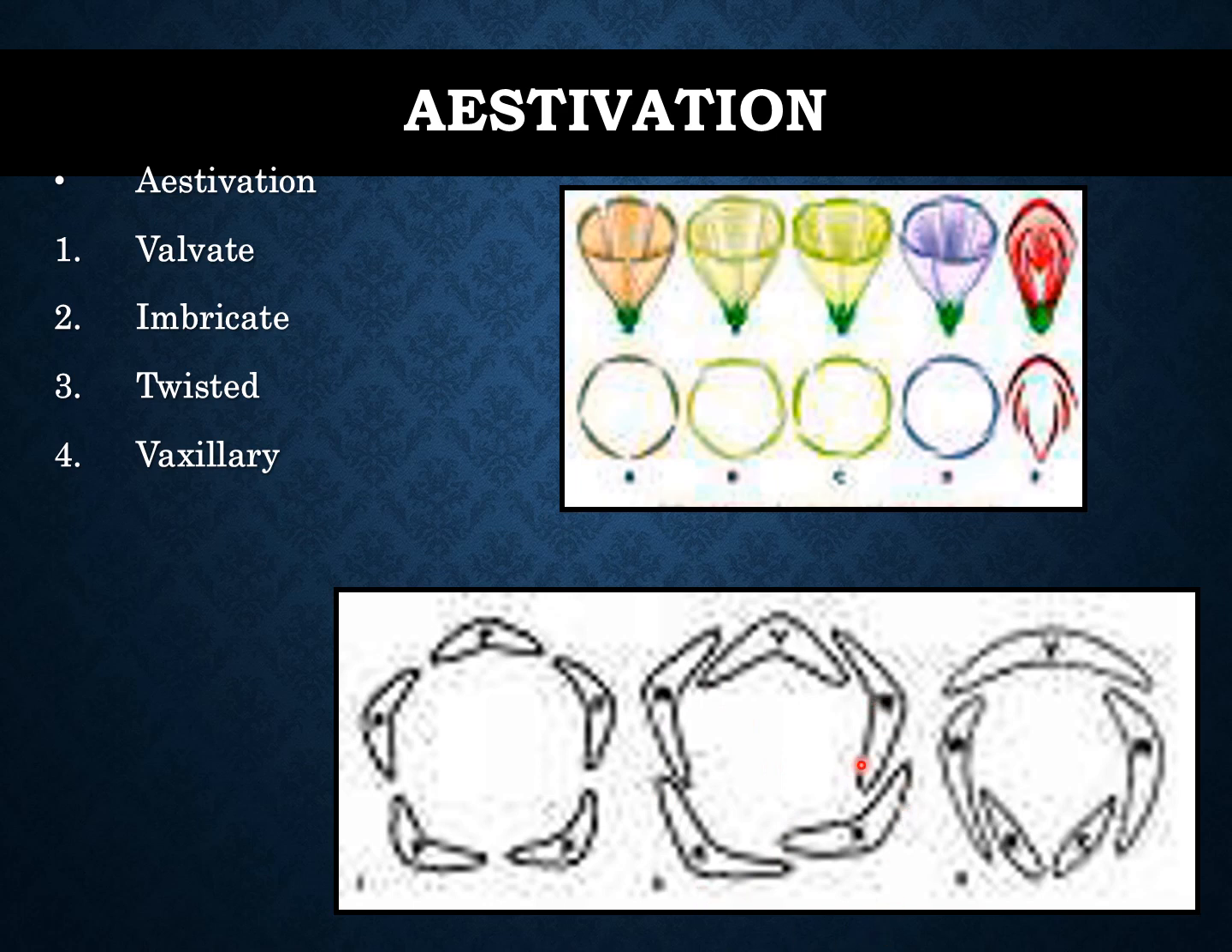The third type of aestivation is called imbricate aestivation. Here you can see a mode of aestivation in which one member of the whorl is outside and one is inside, and all the others are in a twisted or overlapping condition. The condition is that one petal or sepal is present on the outer side and one on the inner side, and the other margins are overlapping each other.